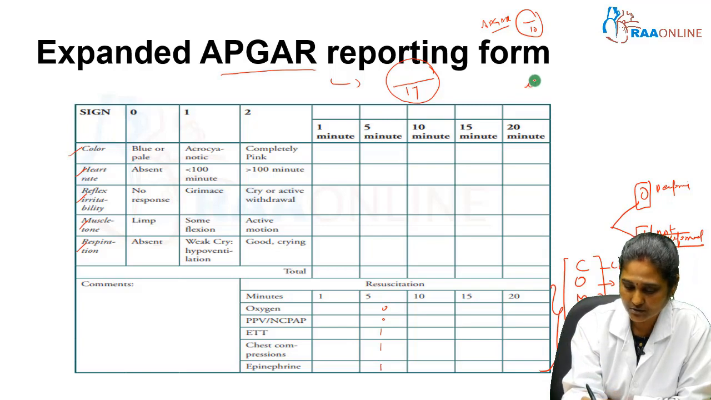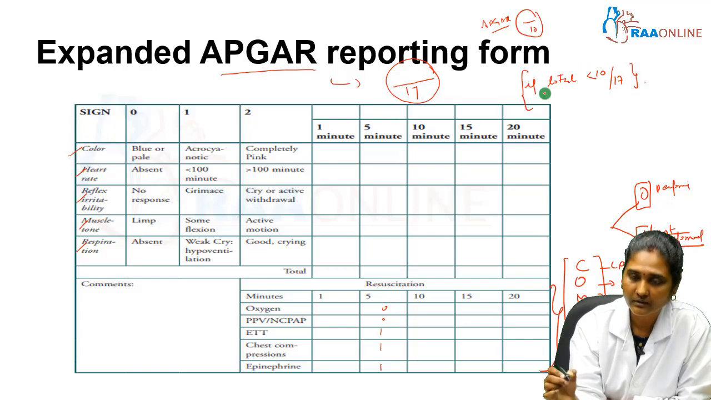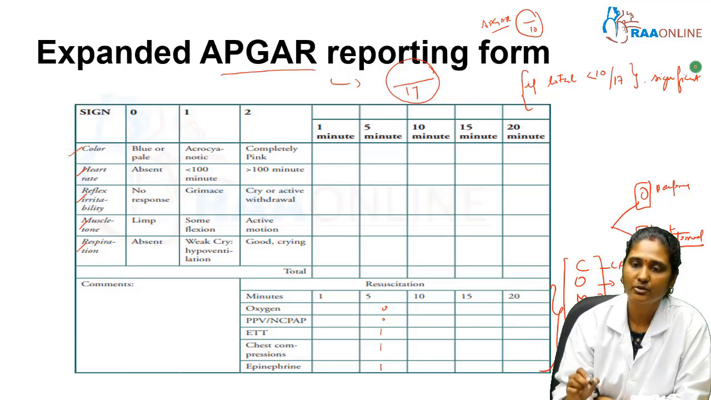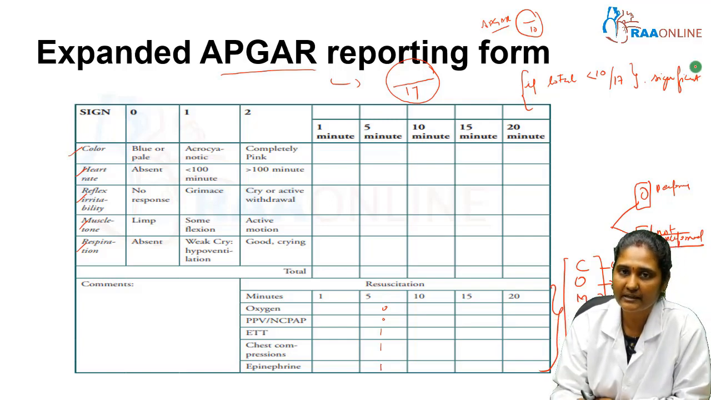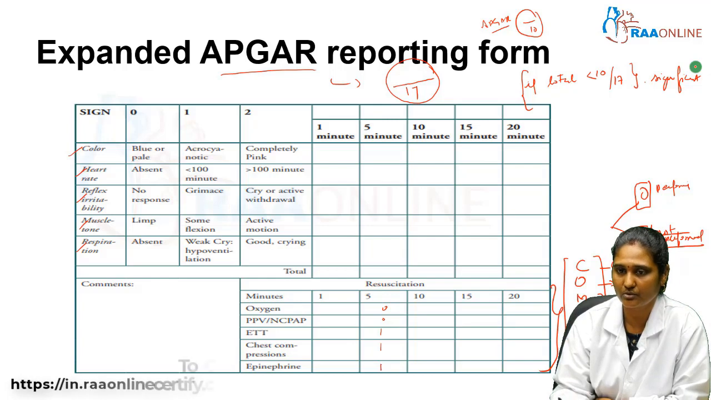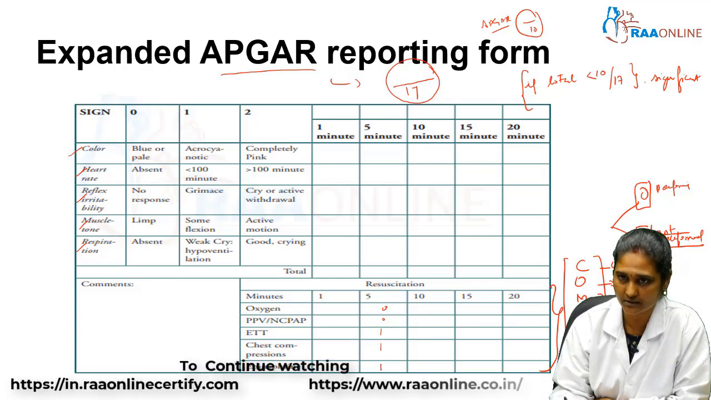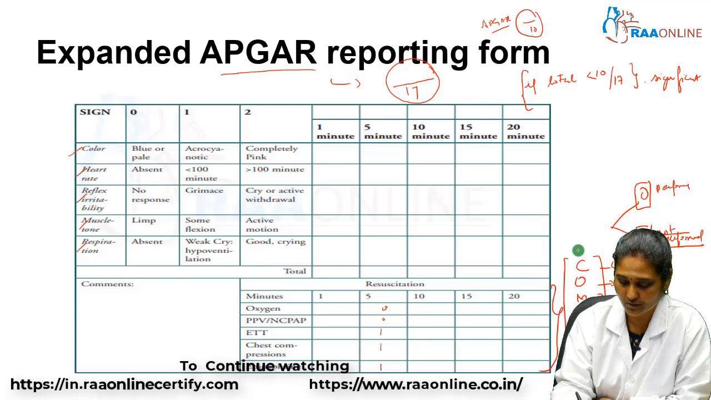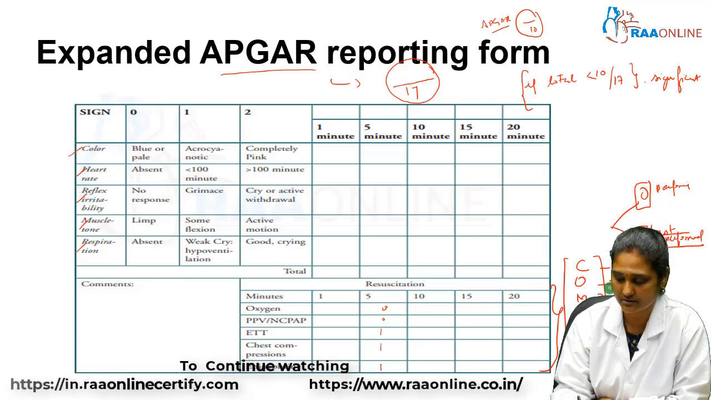If the total score is less than 10 out of 17, then it should be considered significant. So this is the expanded Apgar reporting form. This is one new thing that has been given, and it will be easy for you to remember if you remember the mnemonic, that is combined.